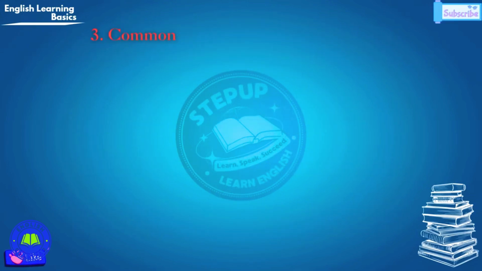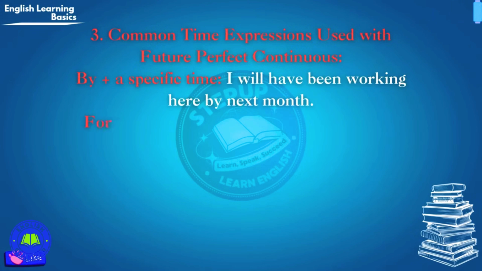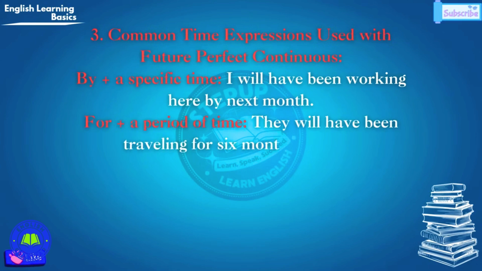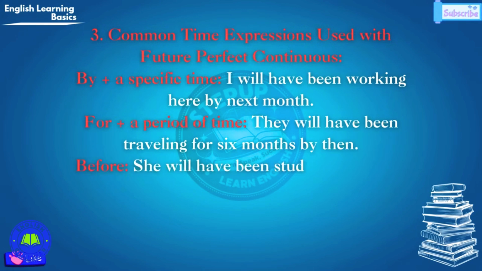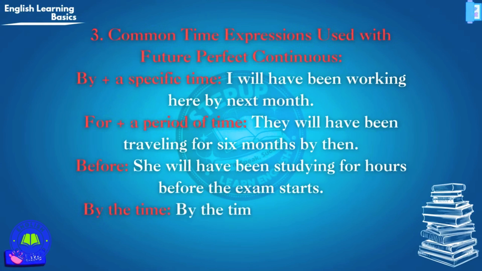Three. Common time expressions used with future perfect continuous. By plus a specific time: I will have been working here by next month. For plus a period of time: They will have been traveling for 6 months by then. Before: She will have been studying for hours before the exam starts. By the time: By the time you arrive, we will have been waiting for an hour.